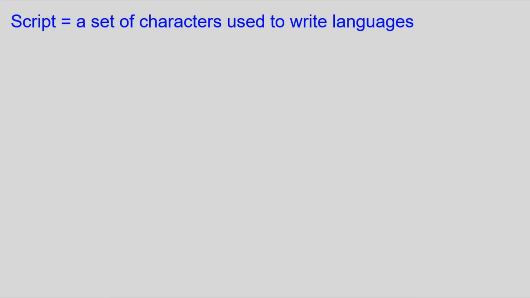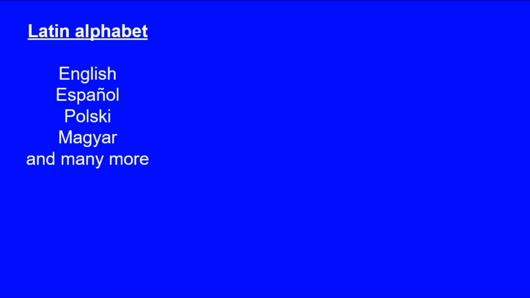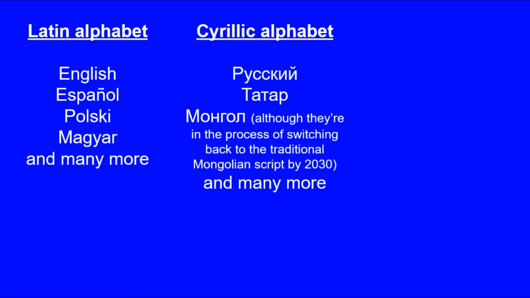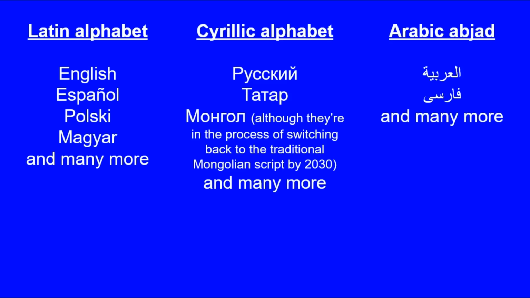So I'm pretty sure we all know what a script is in this context. It's the writing system that a language uses. English, Spanish, Polish, Hungarian, and many others use variations of the Latin alphabet. Russian, Tatar, and Mongolian, for now, use the Cyrillic alphabet. Arabic and Persian use the Arabic abjad, sometimes called the Perso-Arabic script in Persian context, and so on.